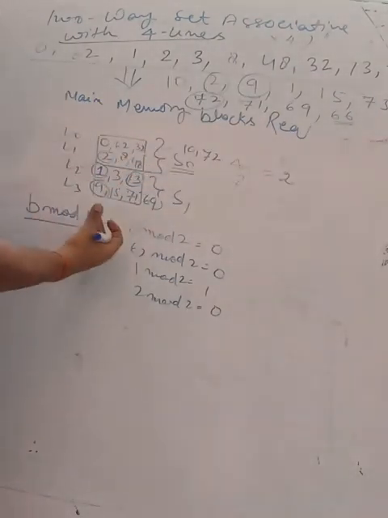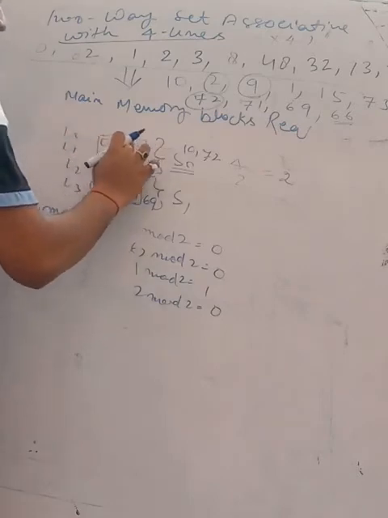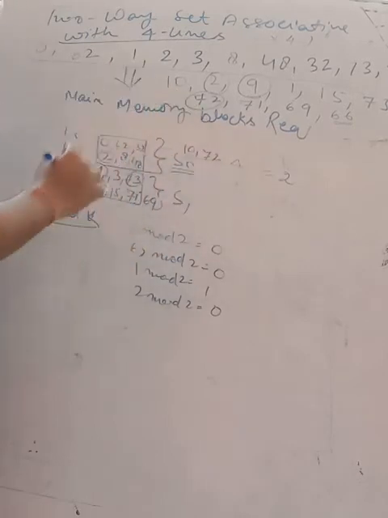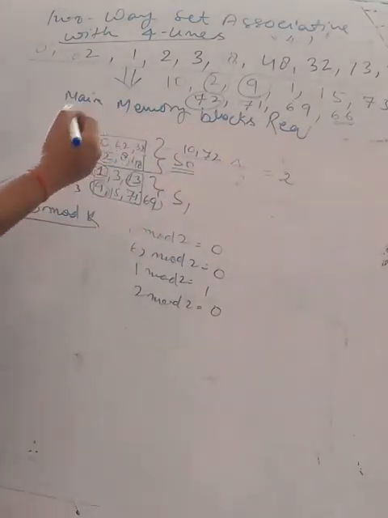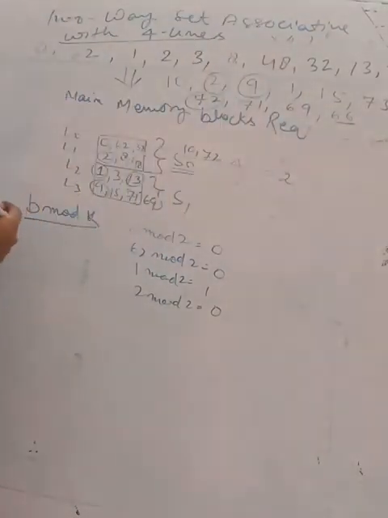It already has 8 blocks, 8 words, 0 1 2 3 4 5 6 7, meaning 0 to 7, which means we have 8 words. Then which word should be replaced now in order to store 66? So we will check that in the first in first out approach.